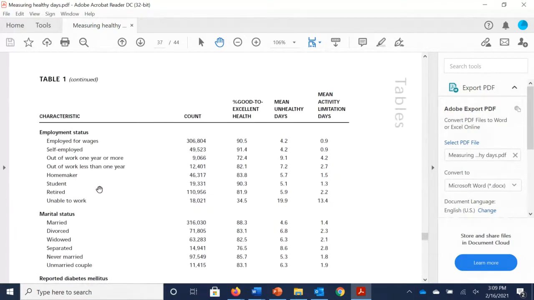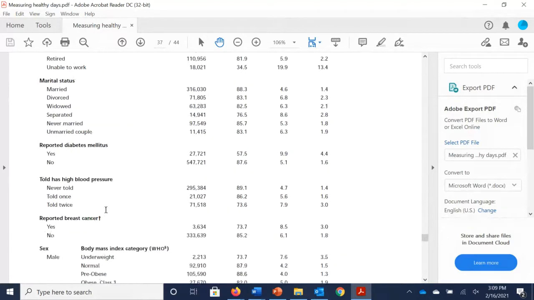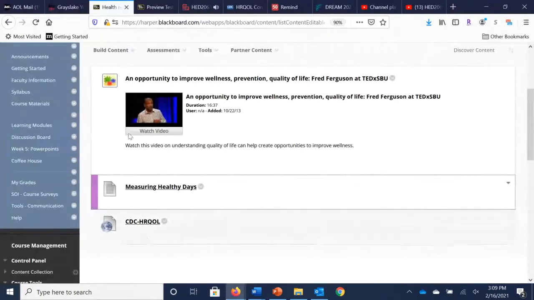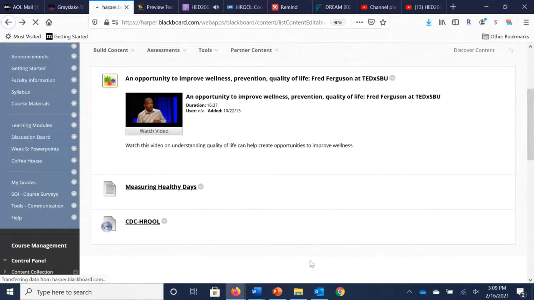So how many healthy days by employment status, by marital status, reported diabetes. There are very many variables for you to look at here. And again, for the homework, you're only going to pick 2 of these. You don't need to look at them all, but look at 2 that you're interested in learning more about. So that is the Healthy Days homework for week 2.